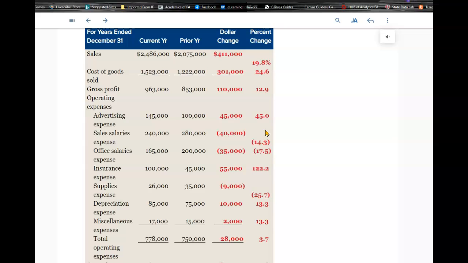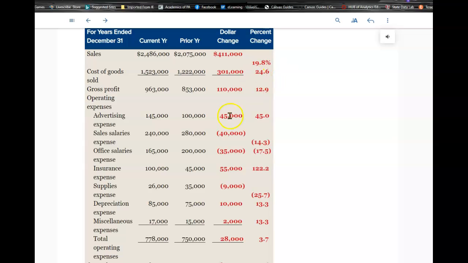Okay, now again, when you're looking at the individual changes and interpreting these things and what do they mean, you kind of have to look at the big picture. So yes, nearly a 20% increase in sales is a good thing. The cost of goods sold went up a little bit more, 24.6%. So relative to sales, cost of goods increased just a little bit more there. Gross profit increased by 12.9%. So the increase in the cost of goods sold offset a little bit of the increase in sales.